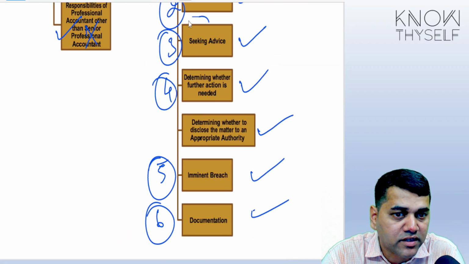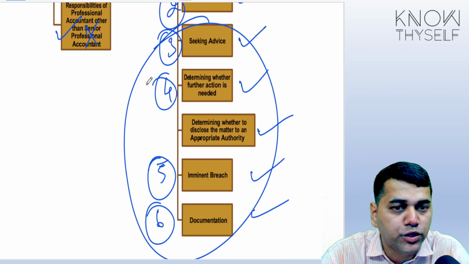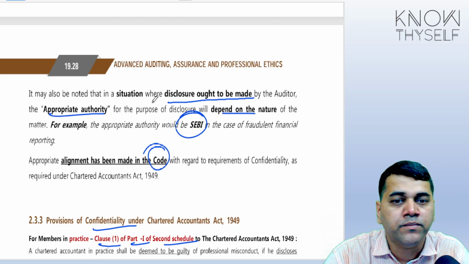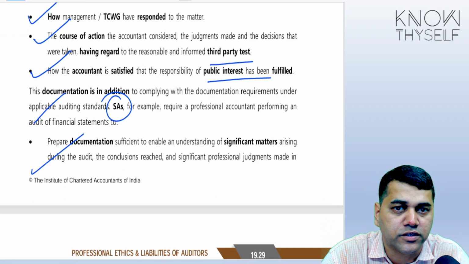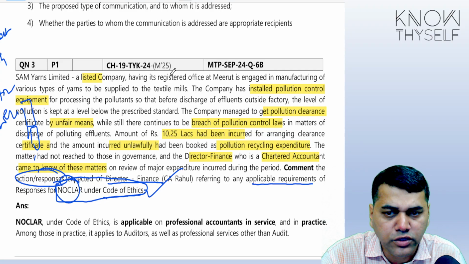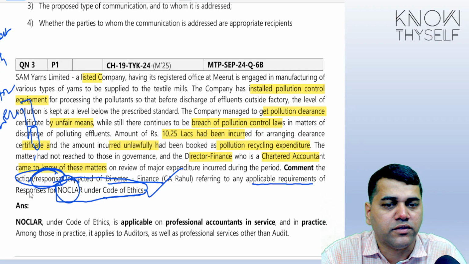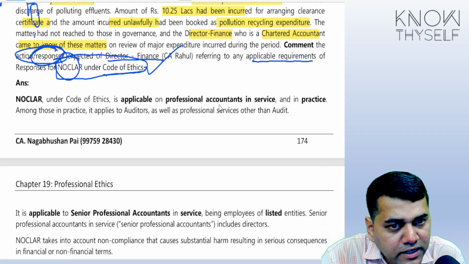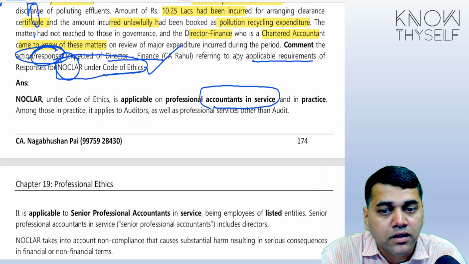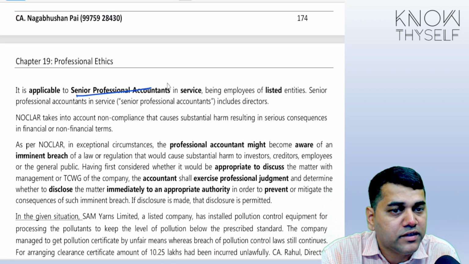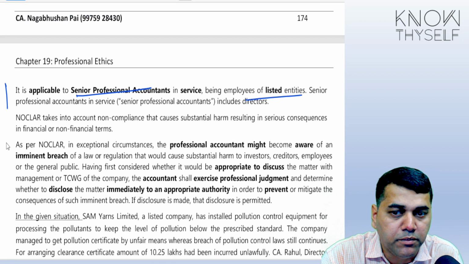See, this is the answer. They are asking what you should be doing. This is what you should be doing. And what should you include in the documentation? These are all the aspects we should include in the documentation. So the question here is, what is your response? Okay, so you have to tell that this is applicable for an accountant in service because he is the senior director. Now, senior professionals, accountants in service in a listed entity. 1 mark will be for this.